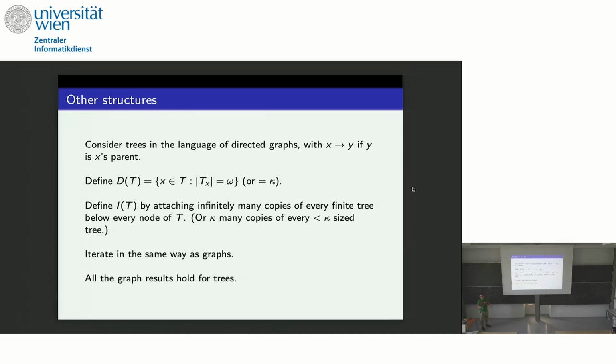elements that have some infinite behavior and throw away everything else. We've done it for graphs and linear orders. Can we do it for other classes of structures? So we've decided to try trees. Here, trees for me are in the language of directed graphs. So a node has an edge pointing to its parent.